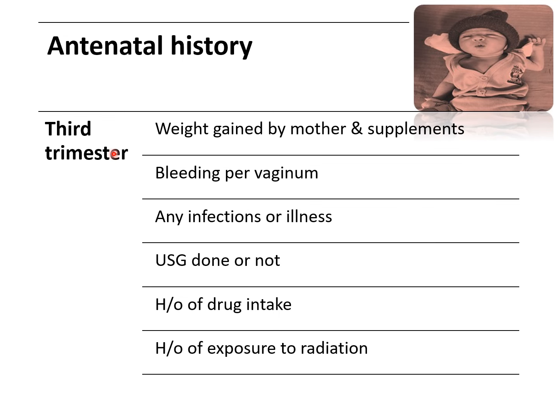Then in third trimester how much weight gained by the mother. We know mother generally gain the 10 to 11 kilogram throughout the pregnancy and most of the weight gain occur in third trimester. So we have to ask how much weight gained by the mother and supplements were continued or not. Then again we have to ask any bleeding during the third trimester, any infection illness and USG was done or not. We have to ask in USG any polyhydramnios or oligohydramnios or any congenital malformation was mentioned or absolutely normal. Any history of drug intake, exposure or radiation.